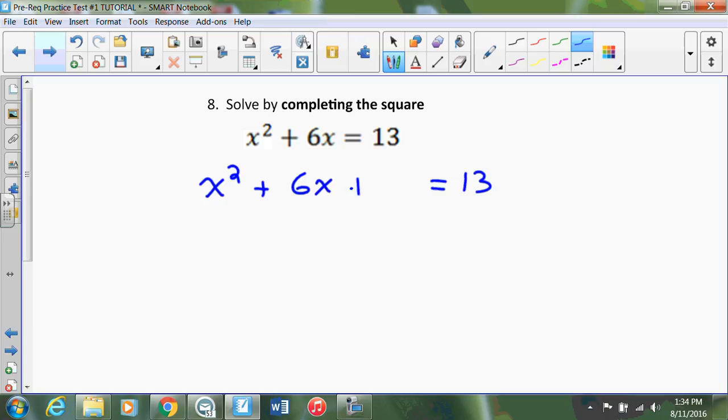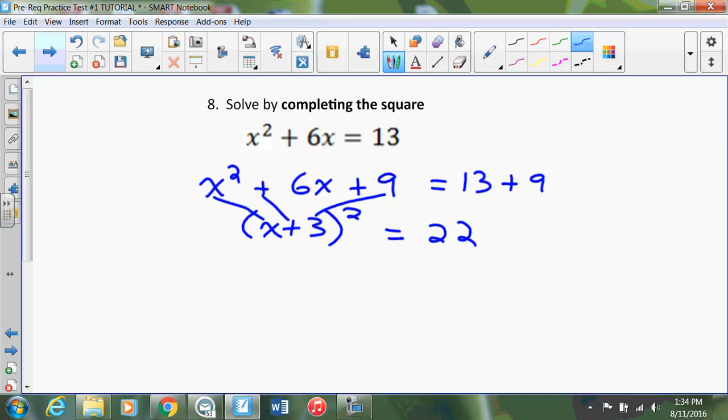3 squared is 9. We're not allowed to just drop a 9 in on the left side. We've got to keep the equation balanced, so we'll add a 9 to the right side. When I factor this, I can see that it's going to be x plus 3 quantity squared. Another way to remember it is that the square root of x squared is x, the square root of 9 is 3, and we bring this sign down. And then 13 plus 9 is going to be 22.